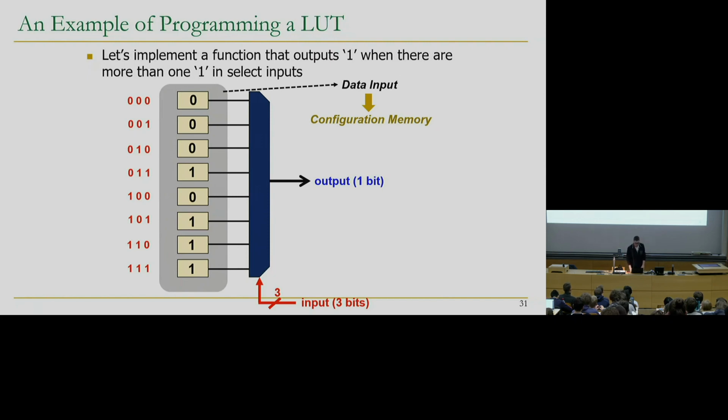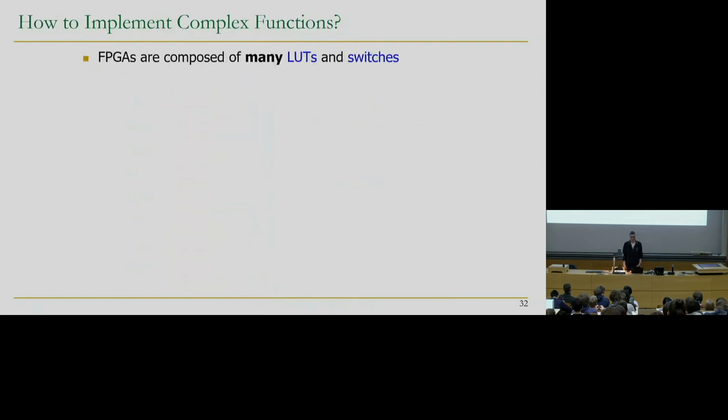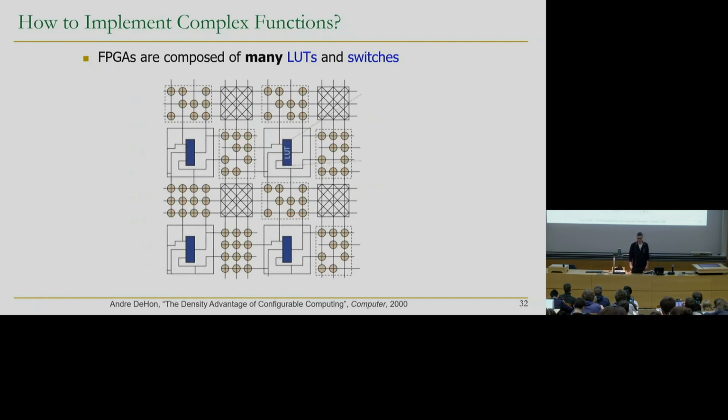Okay. But how do we implement more complex functions that do more sophisticated things? As we said previously, FPGAs are composed of many LUTs and many switches. So we don't have to use a single lookup table to implement the entire circuitry. Instead, we have to use many of those LUTs and interconnect them in a specific way such that they solve the problem we want to solve.